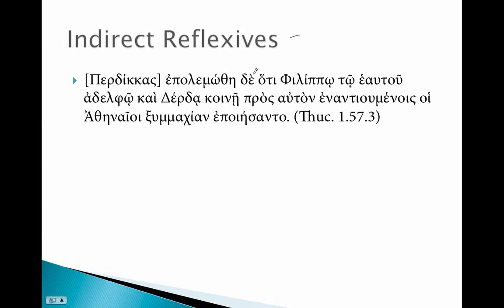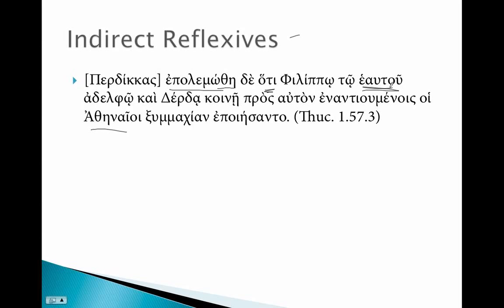So let's take a look at this example here. This is from Thucydides. Perdikkas is our subject. Epolemēthē de hoti, so he's our subject. He was warred against, they made war upon him, because, or when, the Athenians, now this hoti says we're in a subordinate clause, when the Athenians made allies with Philip, tou heautou adelphou.